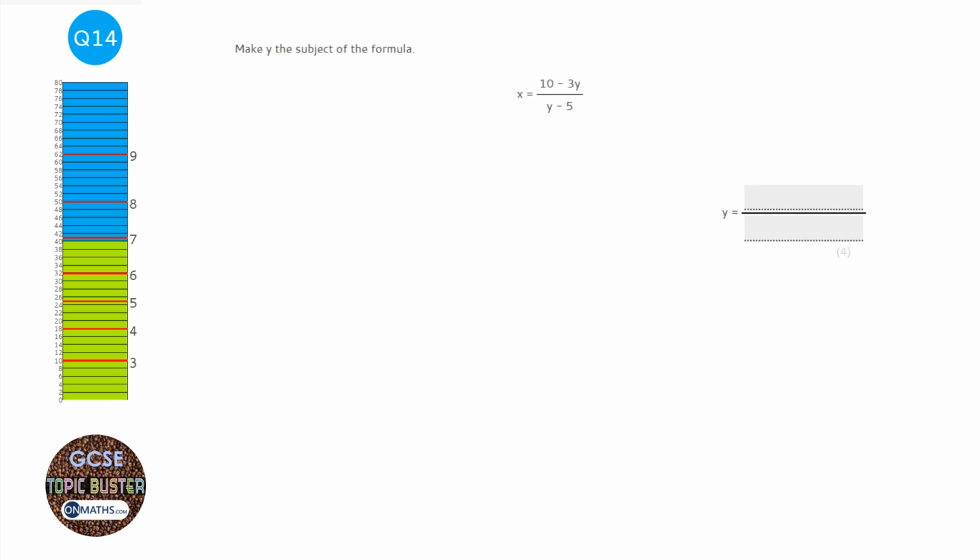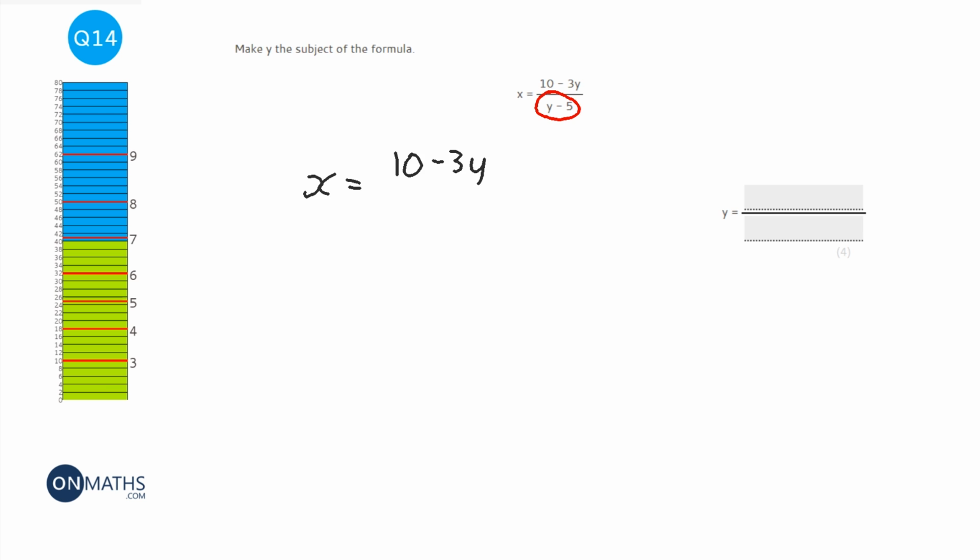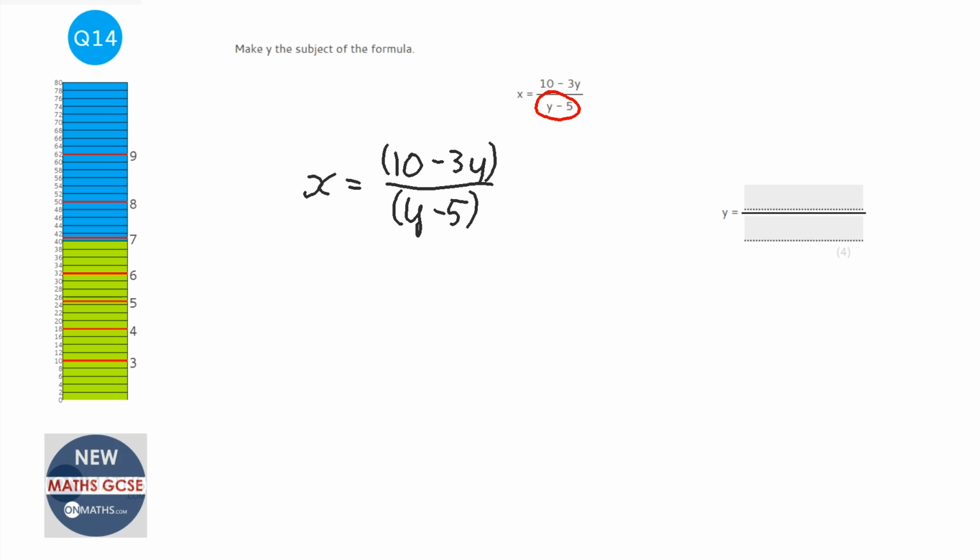Now there are two things you always want to try and get rid of when you're rearranging equations or formulas. The first thing is fractions. So this fraction here we want to get rid of, and we do that by timesing both sides by y minus 5. So I'm going to write out the equation again just to make it a bit bigger. And we can imagine that there's brackets around the top and bottom of this, and that sometimes helps us to answer the question.